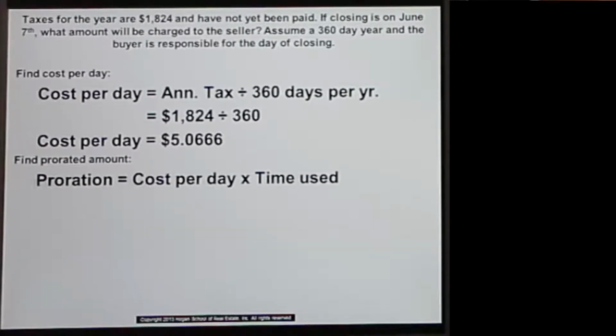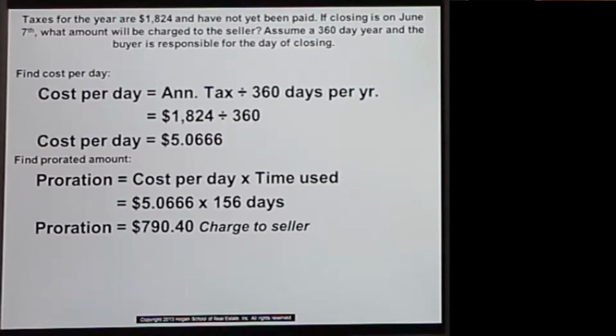To find the prorated amount, the final step is the cost per day times the time used. And we take that $5.0666 times 156 days, and that gives us our answer, the proration of $790.40 that we're going to charge the seller.